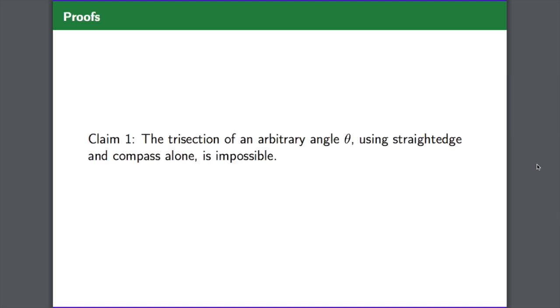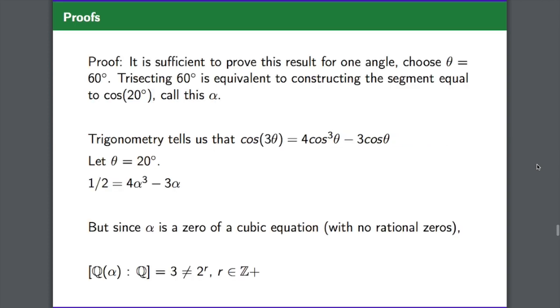So the first claim we're going to tackle is the trisection of the angle. It is impossible, and we can now prove it to be impossible. Since we're trying to show that an arbitrary angle is not trisectable, we can actually just choose a specific one, and if we prove that one is impossible, then we've shown that an arbitrary angle is impossible. So we'll choose 60 degrees, and trisecting 60 degrees is equivalent to constructing a segment of length cosine of 20 degrees. So we'll call cosine of 20 degrees alpha.